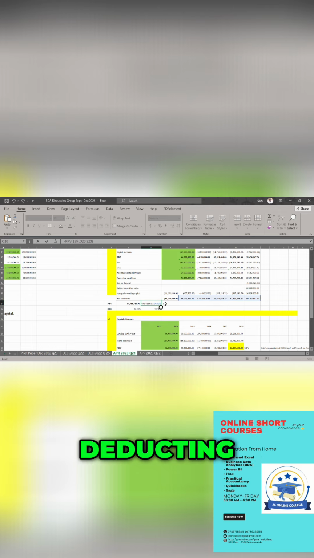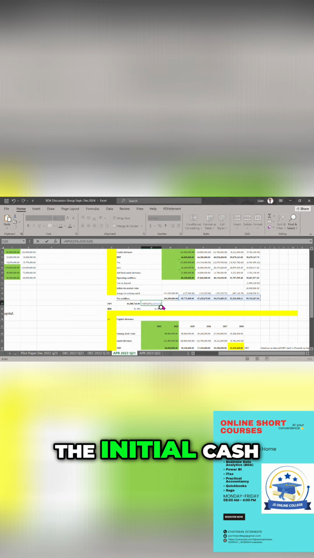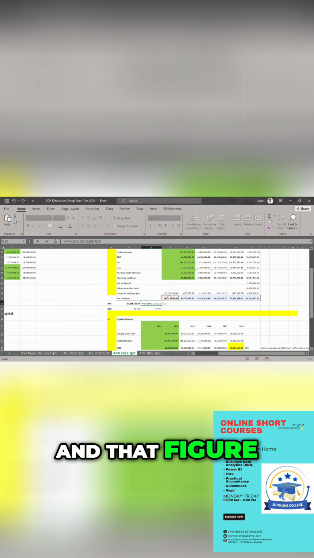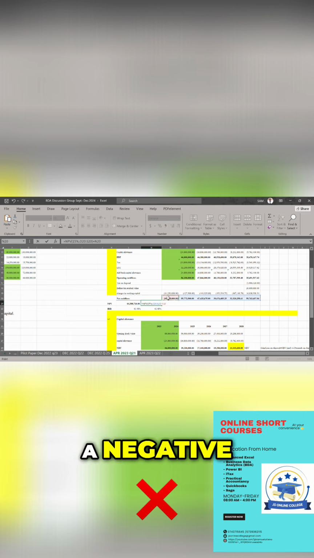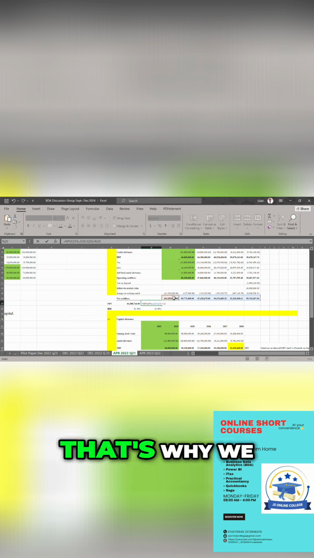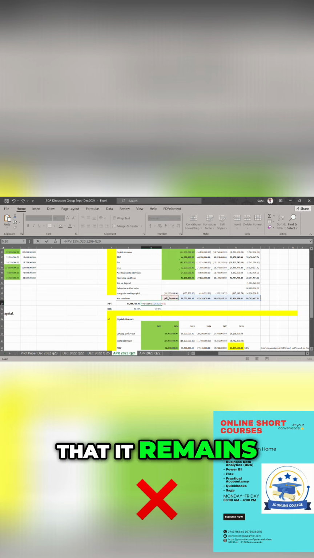Now here, when you're deducting the net cash, the initial investment or the initial cash outlay, because it's already given a negative and you need to deduct it, you now go ahead and add it. You add that figure here under year 0. And that figure, you are adding it because it's already given a negative. Ideally, you are subtracting. But now you are making sure you are safe with the signs. If you put a negative, it will be like you are adding the 94 to 50. That's why we put addition so that it remains negative.